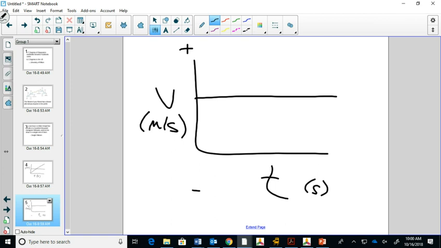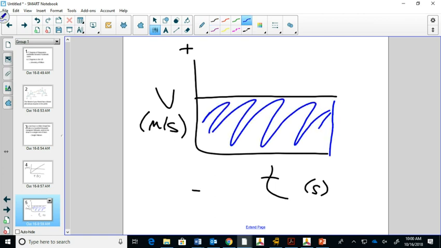Okay? How can I determine how far this person moves if I have a velocity time graph? I take the area underneath, right? In this case, it's going to be velocity times time that will give me distance. Does that make sense?